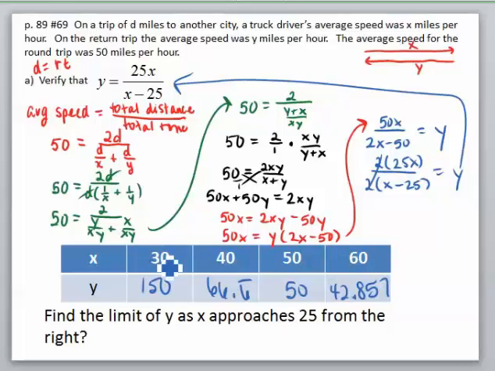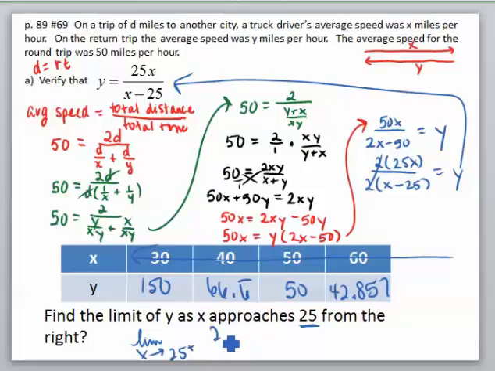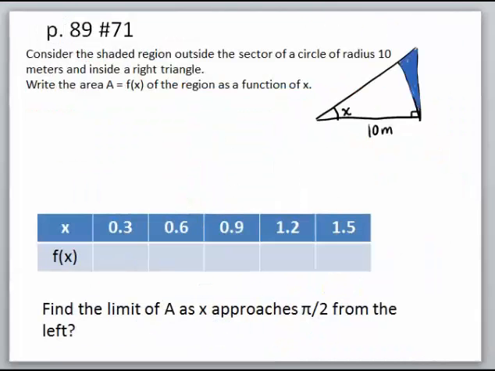So the question says, find the limit of y as x approaches 25 from the right. So as we're getting closer and closer to 25, because if I'm moving this direction, I am getting closer and closer to 25, what's happening in my numbers? Well, they keep getting bigger and bigger and bigger. So therefore, the limit as x approaches 25 from the right of my function, 25x over x minus 25, equals infinity.